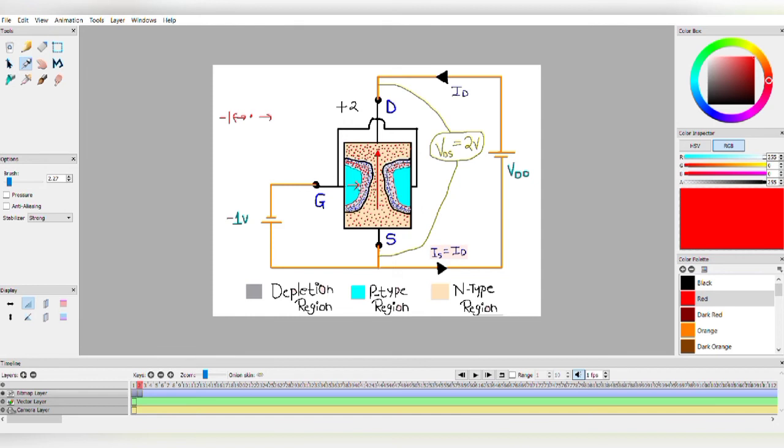Now just see, if the electron is present over here, at this point you are also giving positive 2 volt from the drain terminal. Therefore, the electron will move upwards. That means, according to vectors, you are getting this. This is your resultant. See, this is what I wanted to tell you.